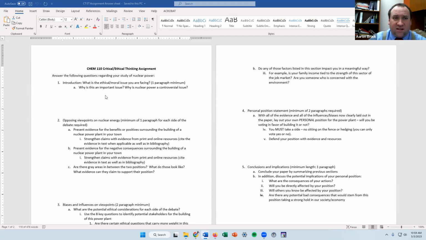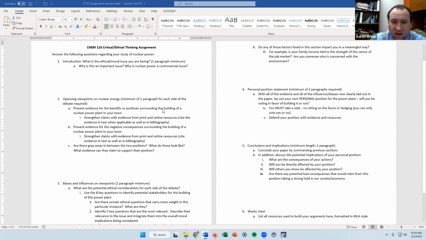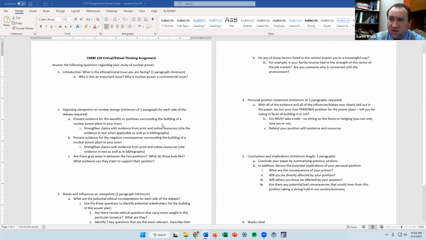The format here is this answer sheet, where I've taken the 5-6 sections that you're supposed to address, and I've converted them into a series of paragraphs that you are going to write where you address certain prompts. So in part 1 here, what is the moral and ethical issue that you're facing? After you find out a little bit more about nuclear power, you can answer that question really easily. It'll take you a paragraph, maybe 2. You can put the assignment aside for a while and come back to it later.